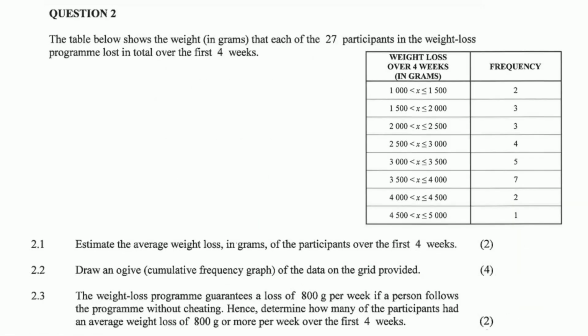The table below shows the weight in grams that each of the 27 participants in the weight loss program lost in total over the first 4 weeks. Okay, so let's just try and get an idea of this. So there are 2 people who lost between 1,000 and 1,500 grams, for example, and then there are 5 people who lost somewhere between 3,000 and 3,500, and then there's 1 person who lost somewhere between 4,500 and 5,000 grams. Okay, so that's sort of how that table's working over there.